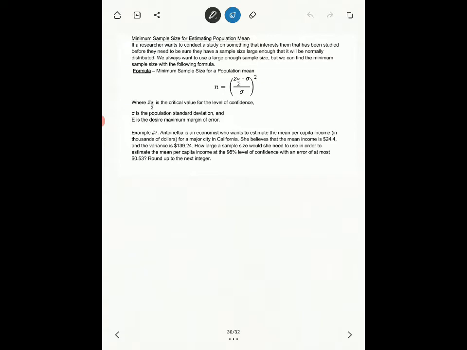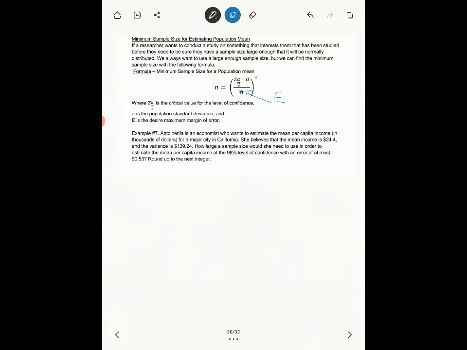So the formula we're going to use for the mean is n is equal to z sub alpha over 2 times sigma divided by E. This here on the bottom should be an E. Oh, I have to fix that one. That should be the capital E. That's the error. Where z sub alpha over 2 is the critical value for the level of confidence, sigma is the population standard deviation, and E is the desired maximum margin of error.